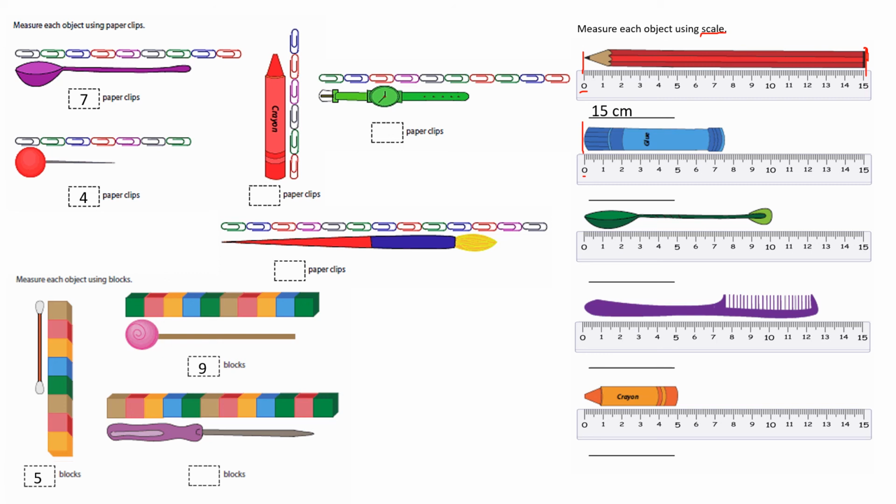Now we will measure this glue. It ends at 7.5. So the measurement of this glue is 7.5 centimeter. Same way, look at this spoon. It ends at which number? Can you find it? Write the correct answer.